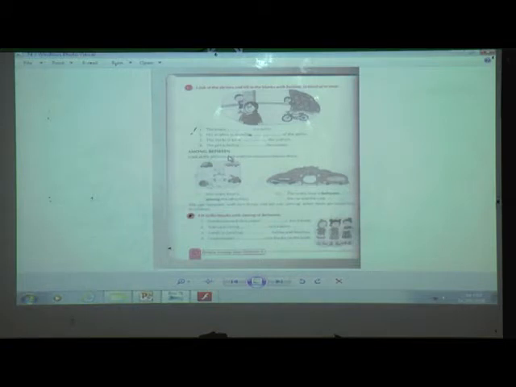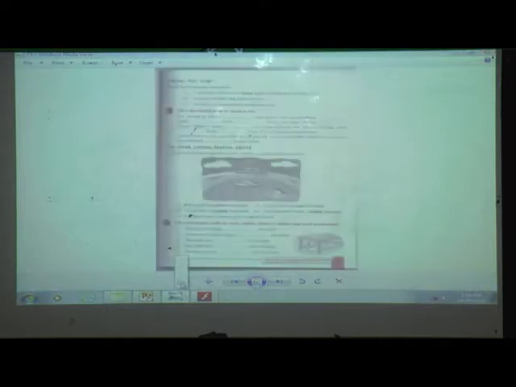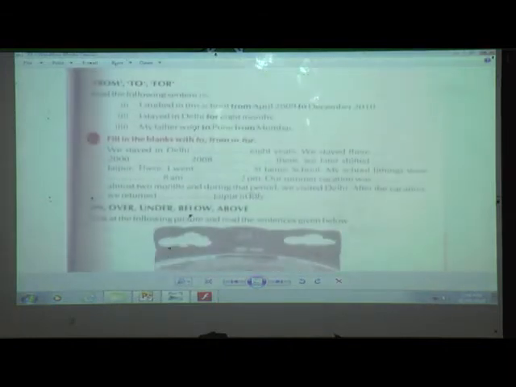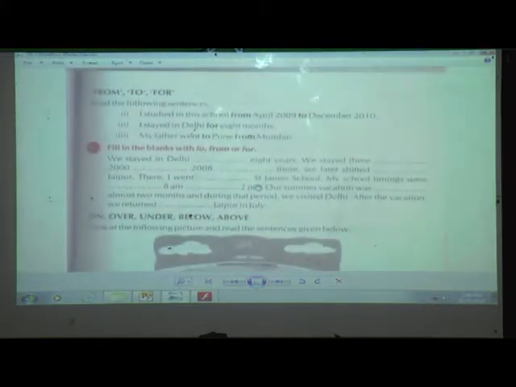Today we are going to start with the same lesson, but the remaining prepositions, on page number 75. I hope, students, you are having fun with your grammar book. Come to page number 75, and we are going to learn the remaining prepositions: from, to, for, then on, over, under, below, above, and on the next page we can see into, in, out of. So are you ready, students? I hope you have your pencil with you.